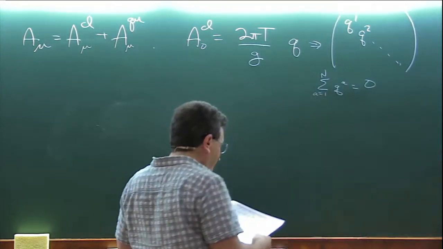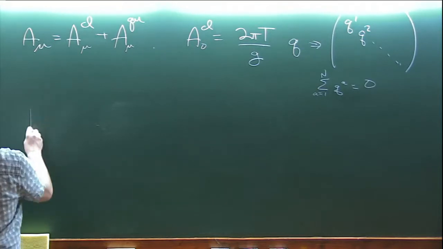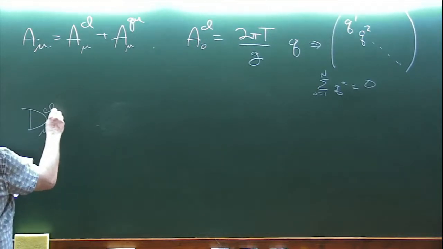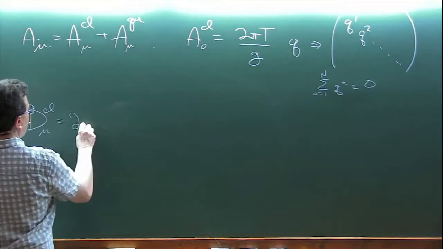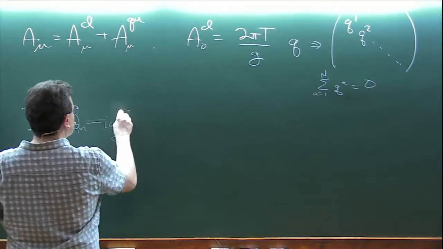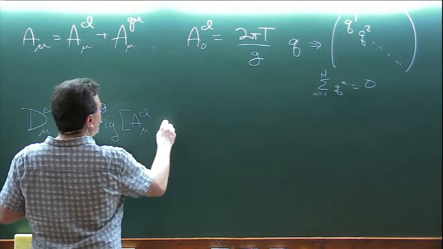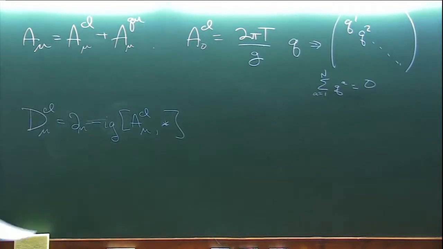Okay. Now, I'm going to work in background field gauge. And this is very nice because you want to take D mu classical. What am I going to have? It's actually probably the simplest background field gauge you can ever do. So this is the adjoint derivative.